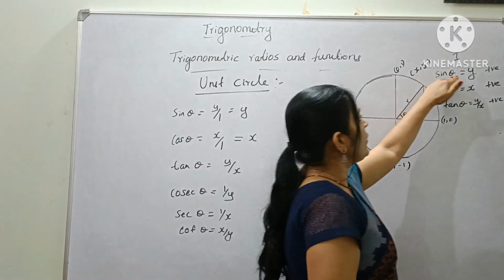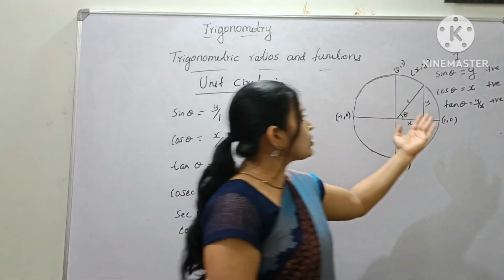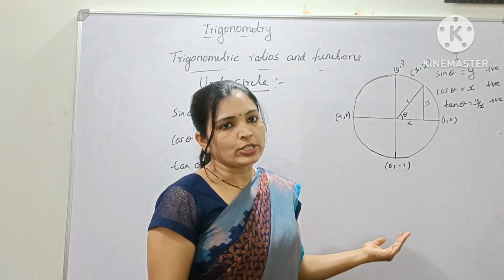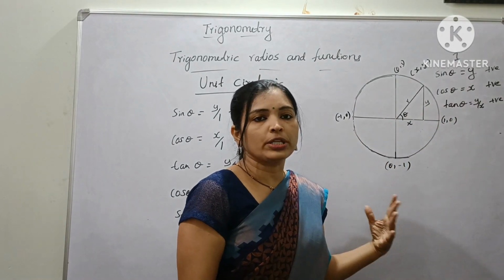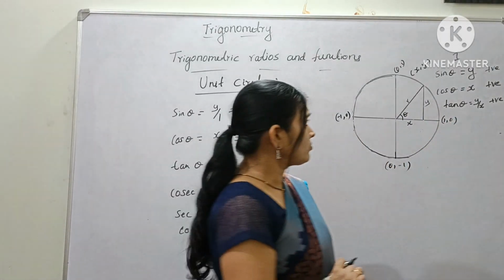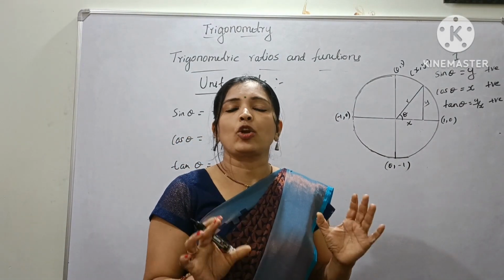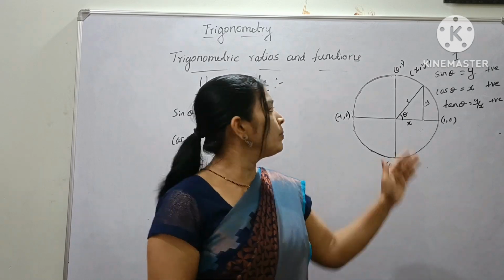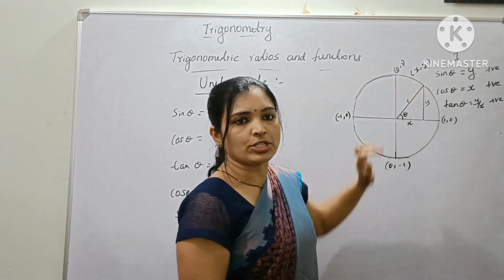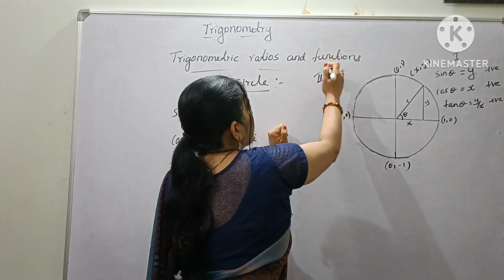Now here, if sin theta is positive, its reciprocal is positive. If cos theta is positive, its reciprocal is also positive. Tan theta is positive, then its reciprocal cot theta is also positive. So remember, in the first quadrant, all the 6 trigonometric functions are positive. Okay, now let us come to the second quadrant.